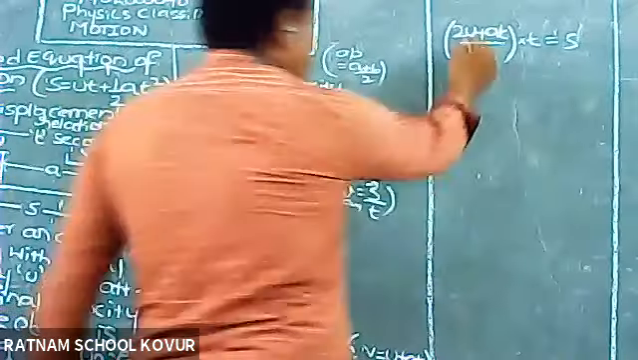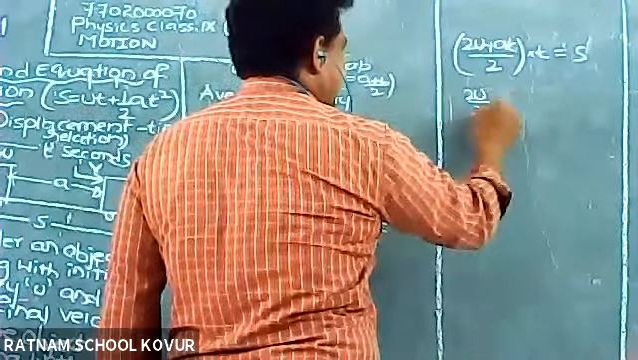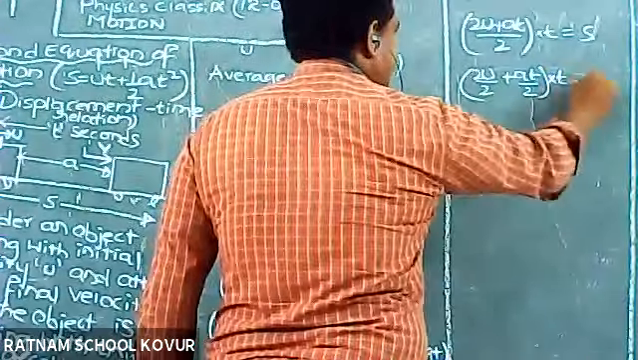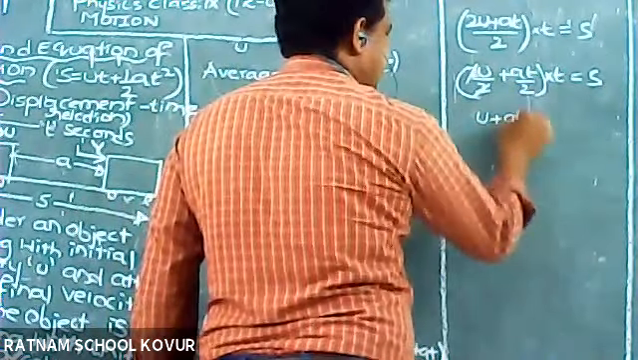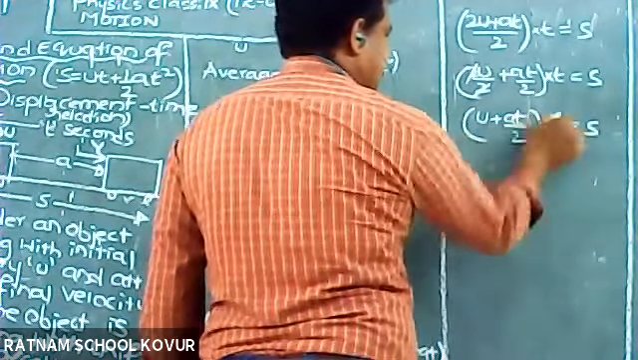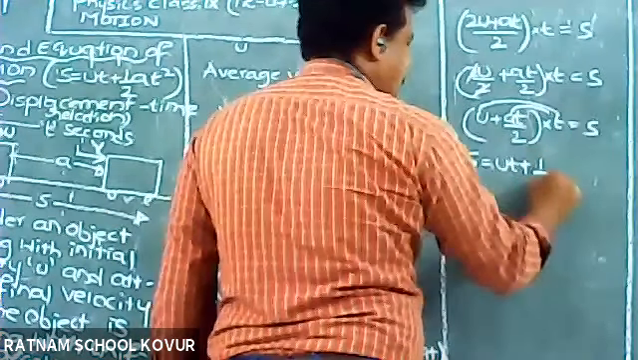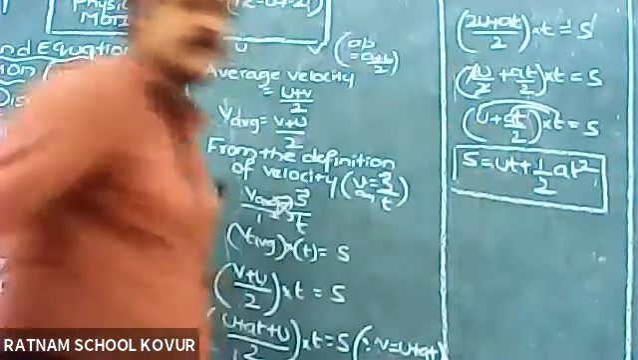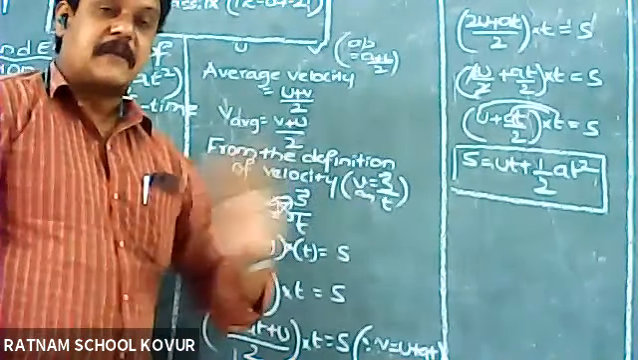Now this is in the form of an LCM. Just bifurcate: 2U by 2 plus AT by 2 into T is equal to S. The 2s get cancelled. U plus AT by 2 into T is equal to S. Multiply with the T: S is equal to UT plus half AT square. This is the second equation of motion. This derivation is also very, very important.